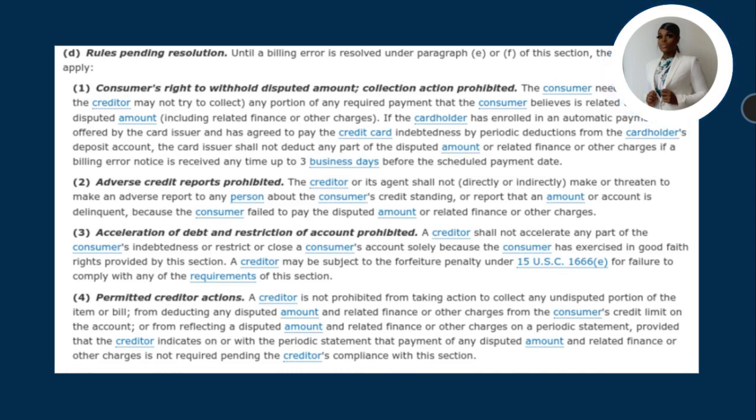When it comes to what's permitted by the creditor and what actions they're able to take, in number 4, the law states that a creditor is not prohibited from taking action to collect the amount that you raise into question, or I'm sorry, not the amount that you raise into question. They're not prohibited from taking action to collect any undisputed portion of the item or bill. So if you called into question $2,500 and the bill was $3,000, then the creditor can go forward and they can still take action on the undisputed portion of that item or bill. So that's what this portion of the law is telling us.